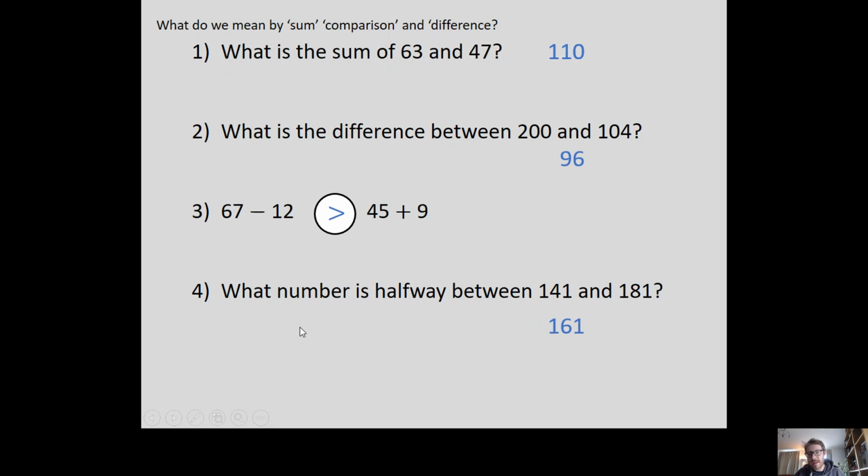What number is halfway between 141 and 181? Again, imagine that number line with 141 and 181, and you would count to find what is halfway between the two. Where would you end up if you counted ones at a time and ended up halfway between? You'd have 161.